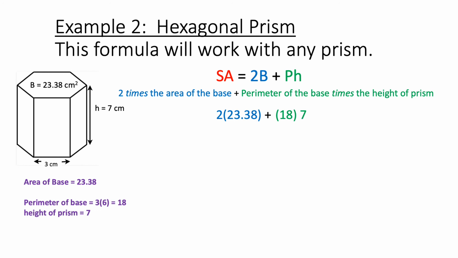So we multiply 2 times the area of the base plus the perimeter times the height. And we get 46.76 plus 126. The surface area for this prism is 172.76 centimeters squared. Notice the lateral surface area is equal to perimeter times the height. So if they were only asking us for the lateral surface area, our answer would be 126.